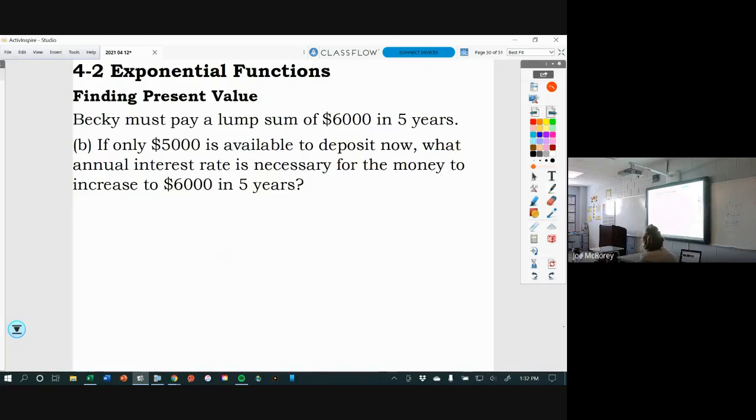What interest rate would you have to have in order to have the $6,000 you need in 5 years? So we're still dealing with the same formula. The amount of money you have after the period ends is equal to the amount of money you start with, times 1 plus the interest rate divided by the number of times it's compounded a year, all raised to the number of times it's compounded a year times the number of years.